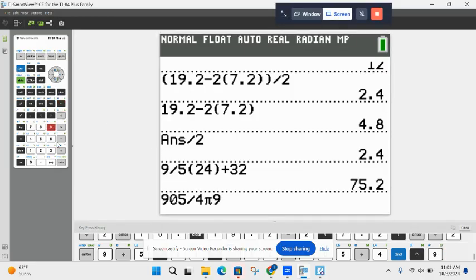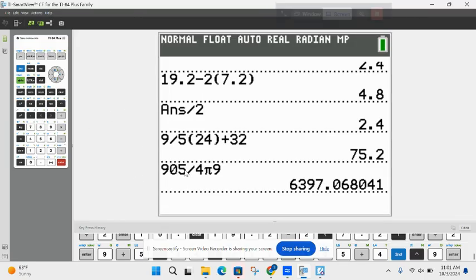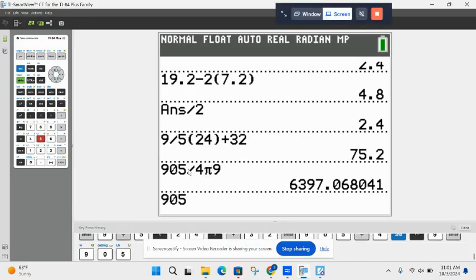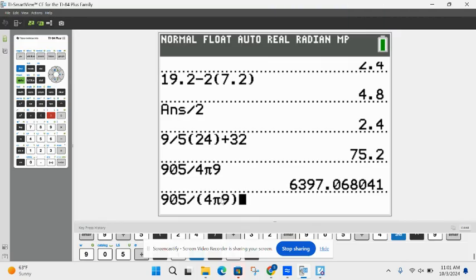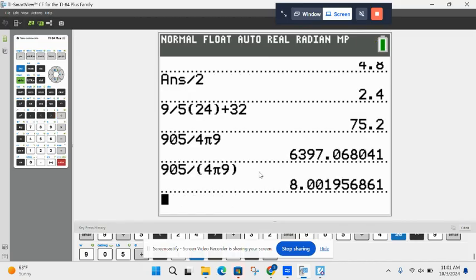So if I do this without parentheses, then my calculator does 905 divided by 4, and then it multiplies by pi and 9. But I needed to divide by all of these numbers together, so I have to use parentheses. So 4 pi 9 in parentheses. You don't have to put the multiplication symbol because pi already has multiplication implied, kind of like a variable, but it's not. So 8 should be the correct answer.